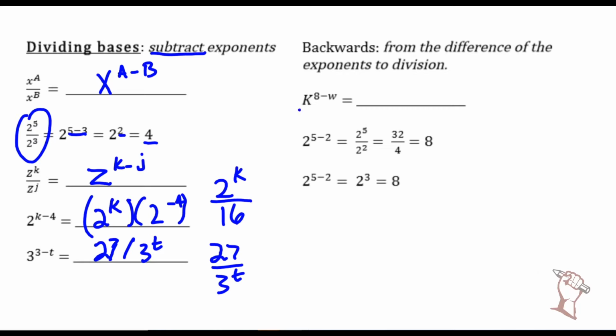All right. Doing it backwards, we have a couple more to do here. k to the 8 minus w would be k to the 8 over k to the w. Be able to write them backwards and forwards and do your exponents. 2 raised to the power 5 minus 2 is 2 to the 5th divided by 2 squared, or 32 divided by 4, which is 8, or 2 cubed. 5 minus 2 is 3.